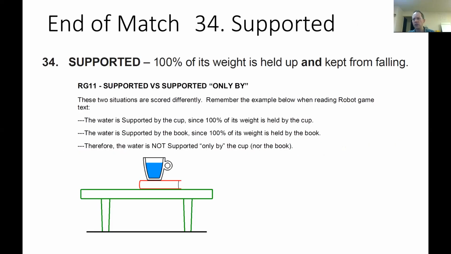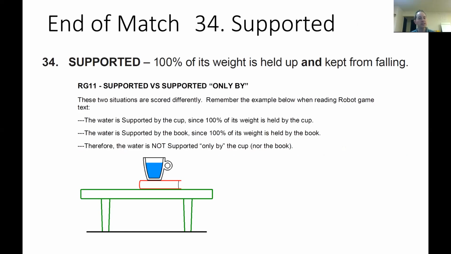Okay, so this is the one. The definition of supported in the original rules is 100% of its weight is held up and kept from falling. And then a few weeks ago, they issued RG11, which distinguished between supported and supported only by. The text shows a picture of a cup filled with water that's on a book that's on the table, and it says these two situations are scored differently.